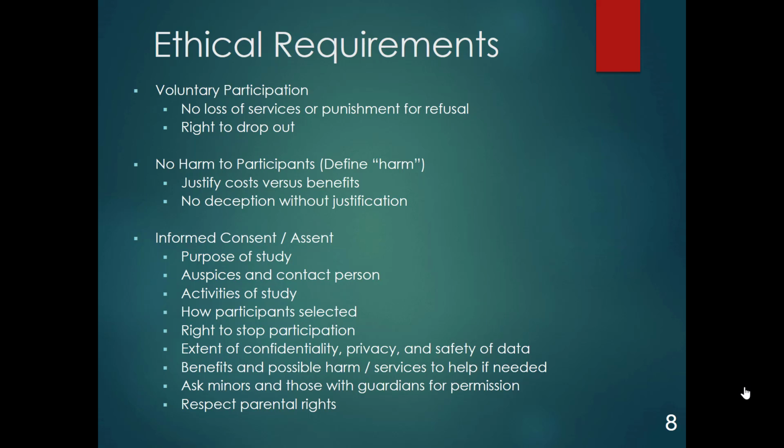So make sure you define harm to them, and also making sure that you justify cost versus benefits, no deception without justification. So anytime you keep any information from the participants, you need to have some type of justification as to why they were deceived. And then the informed consent or assent.